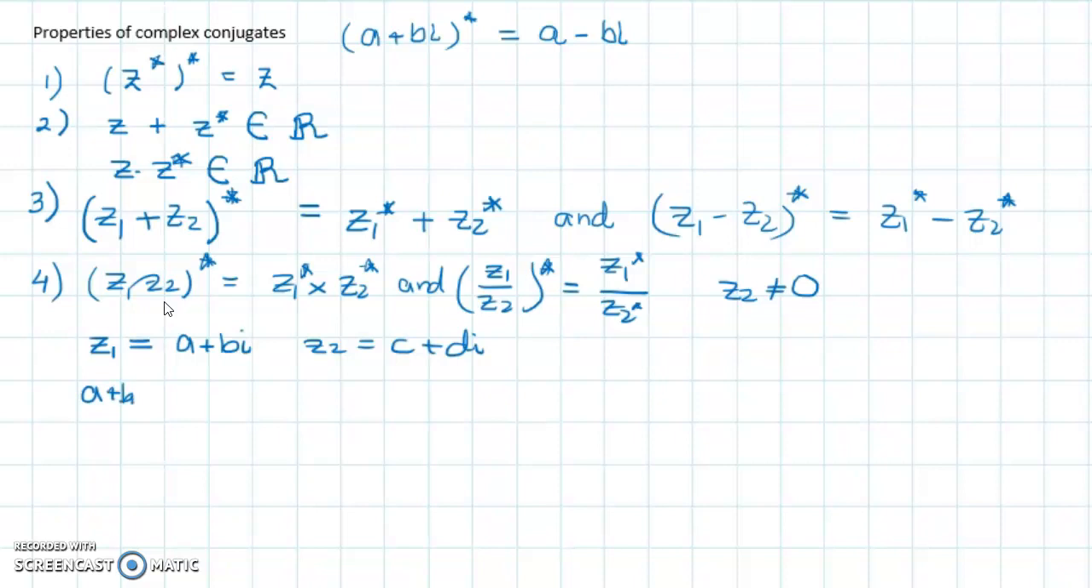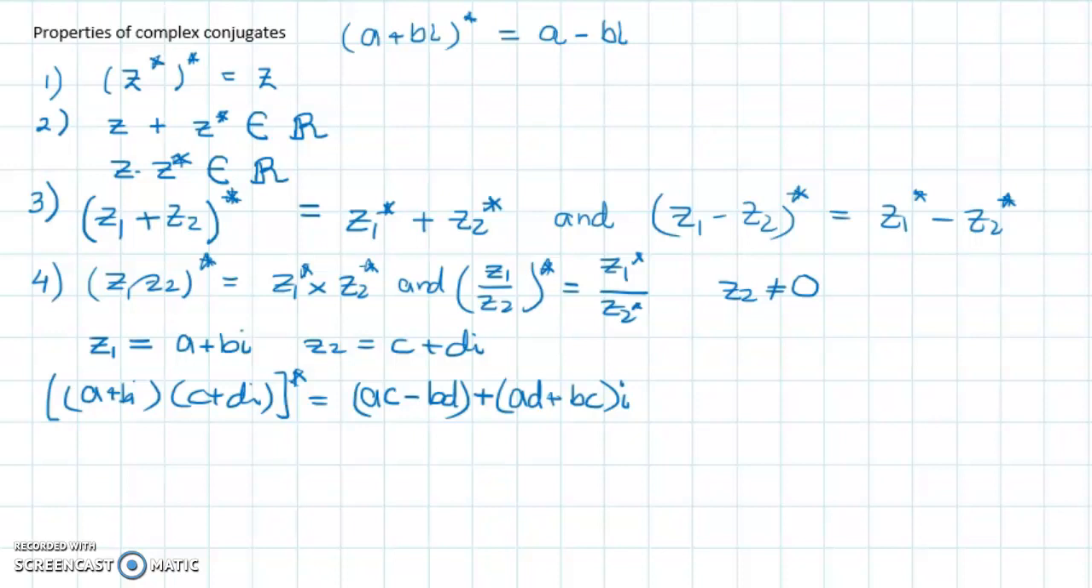So we have a plus bi, and we multiply it by c plus di. We'll find the conjugate afterwards. For the product, we are going to have ac minus bd for the real part, and then for the imaginary part, we are going to have ad plus bc, and all of that is multiplied by i. And we want the conjugate of this, so I'm just going to write this and change the sign in front of the imaginary part. Now, this is actually what we want.